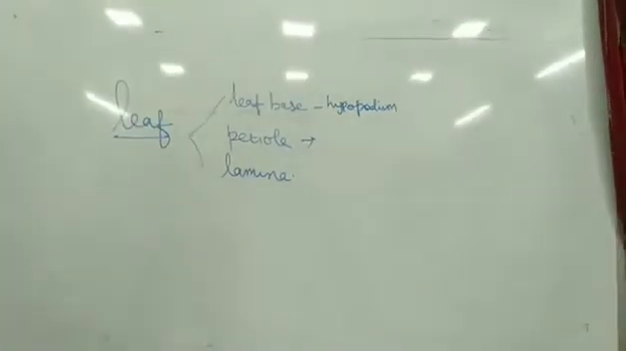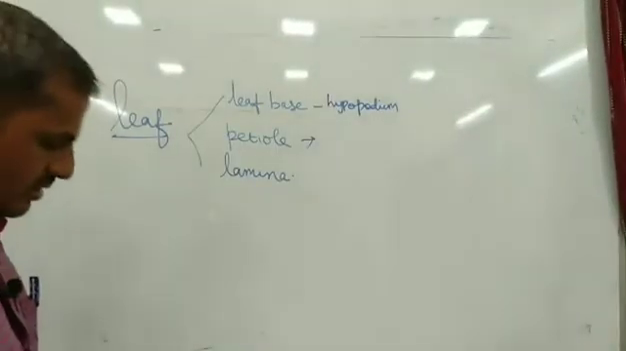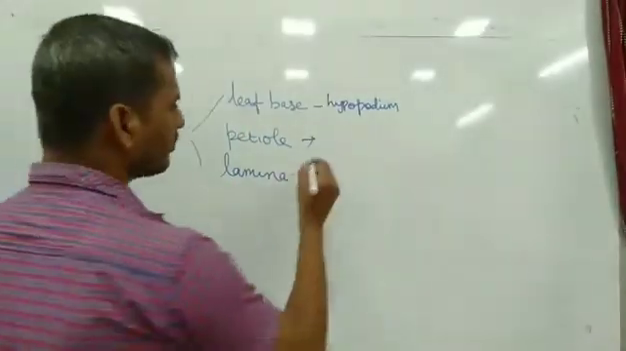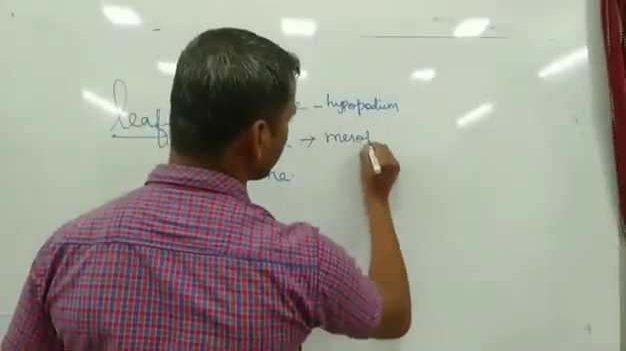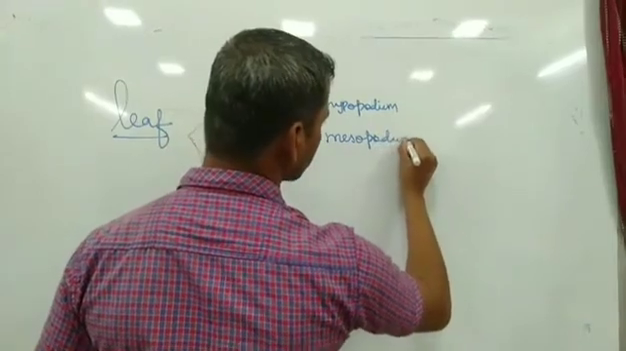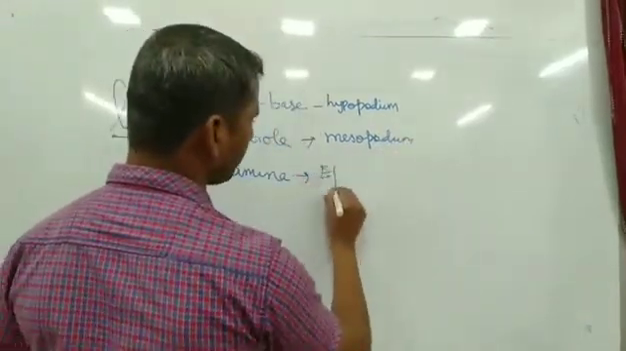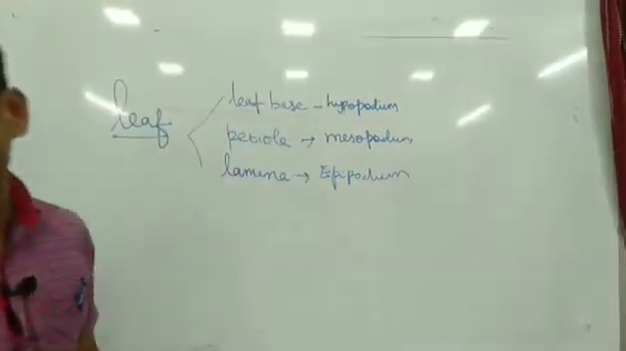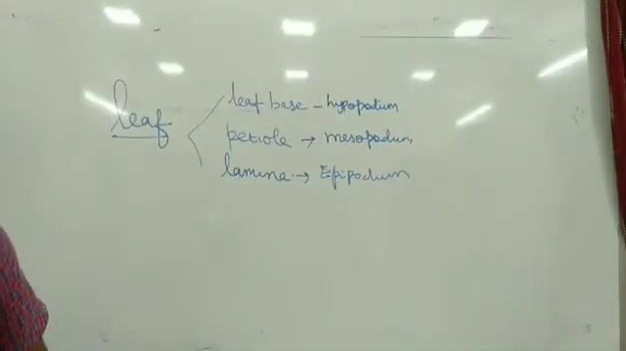The petiole is mainly the mesopodium, and this is the epipodium.